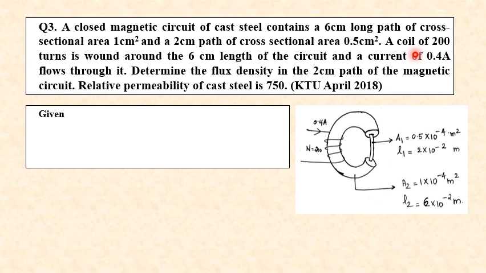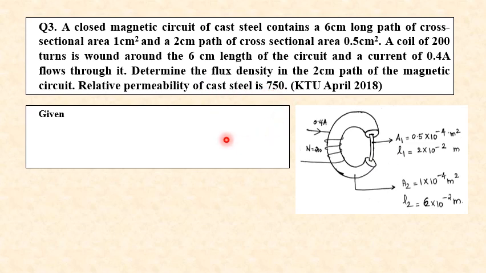It is said in the question that a coil having 200 turns is wound on the 6 cm long part. That is, in the 6 cm long part, I place a coil where N equal to 200, and this is carrying a current of 0.4 amperes. So this will be the figure. In this question, we have to find the flux density in the 2 cm path, that is the flux density in part 1. The relative permeability of the material, that is the cast steel, is also given.